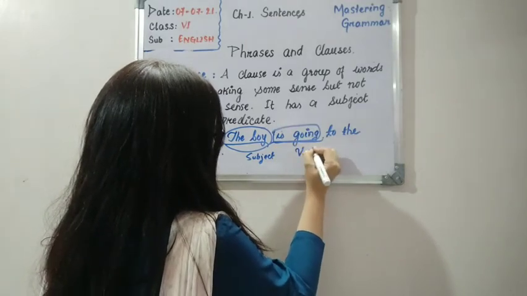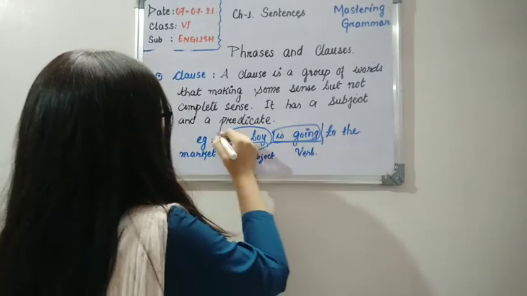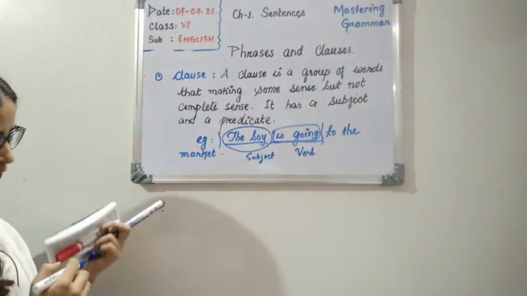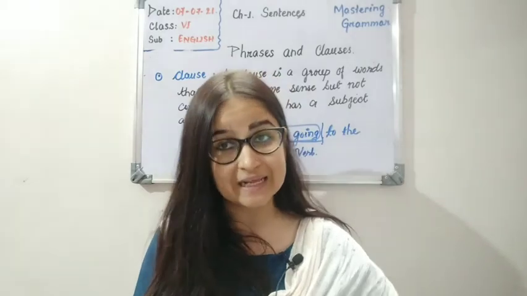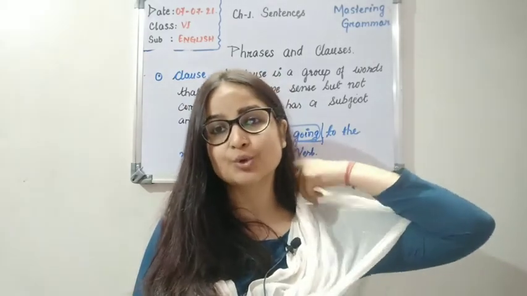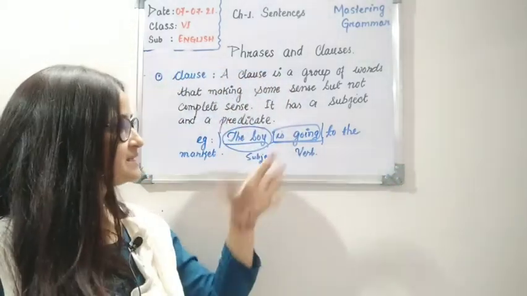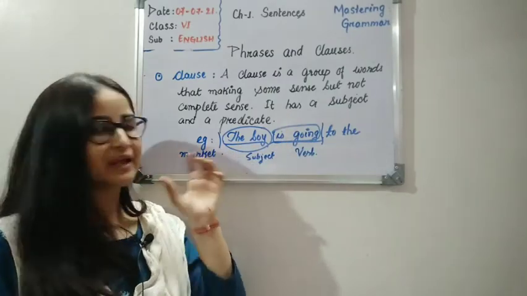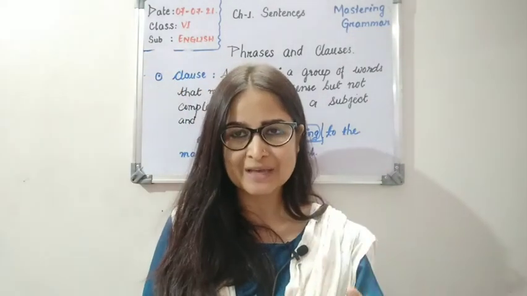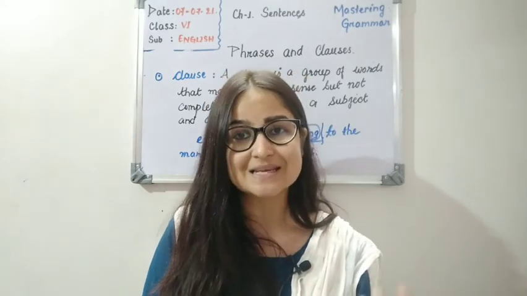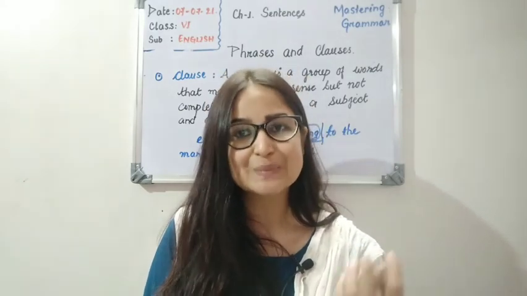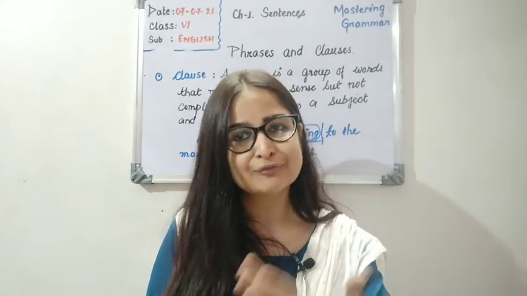So I told you that a clause will have a subject and a verb. But the boy is going where? It is not making complete sense until we add the phrase to the market. So in this sentence, a clause and a phrase are working together to complete the sentence. So children, a sentence is made up of a clause and a phrase as well.